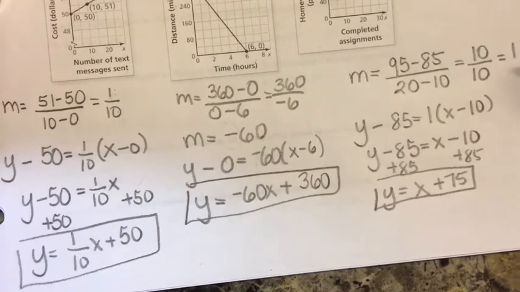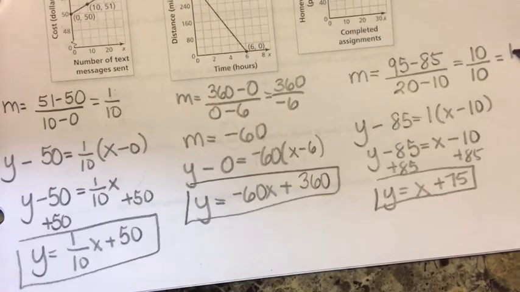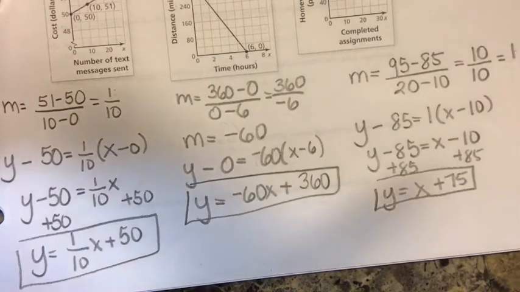The next one, rise over run. Your homework grade will increase 1% for every 1 assignment completed. Rise 1, run 1. We have one more problem to do. If you will read that problem, and then we'll talk about it.